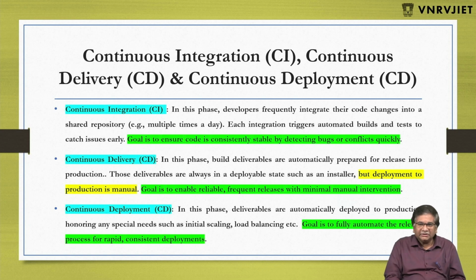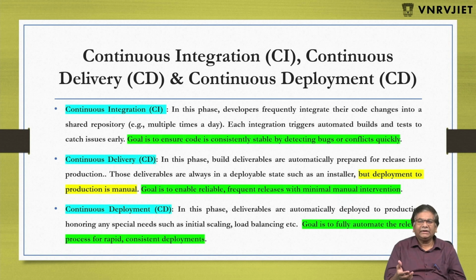What are those things? Continuous integration. In this phase, developers frequently integrate their code changes into a shared repository, sometimes multiple times a day. Each integration triggers automated build and tests to catch issues early.